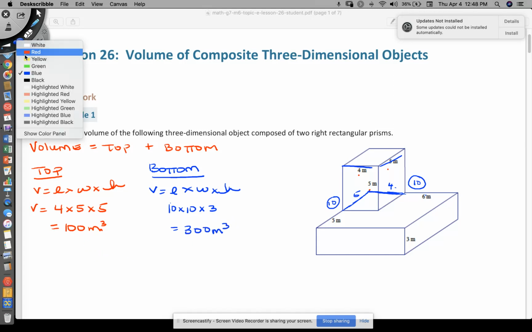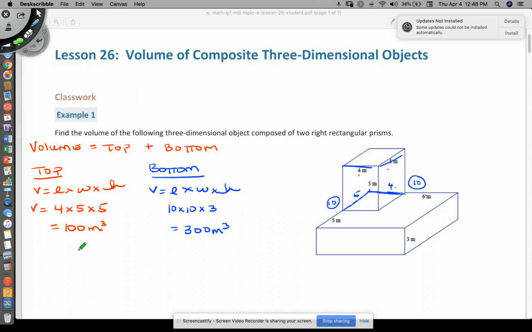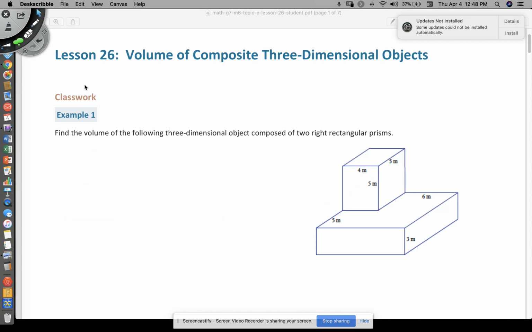All right, so now we're going to combine these together by adding them up. So I'm going to say my final volume is 100 plus 300. So my volume equals 400 meters cubed. And that's it. Box that, box this, and box that. All of those are answers that need to be looked at. All right, let's go ahead and keep going.